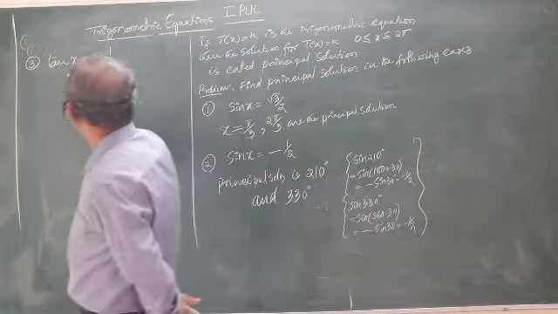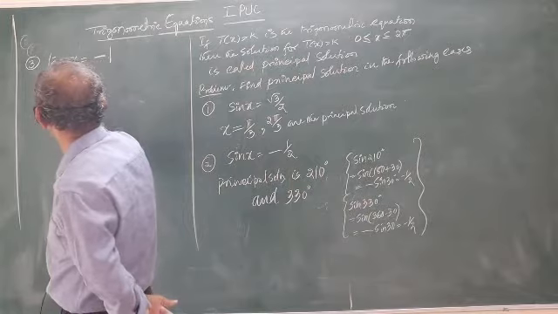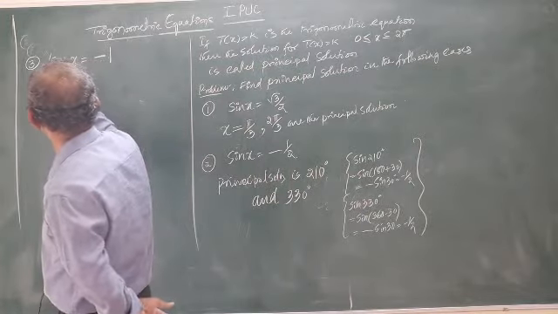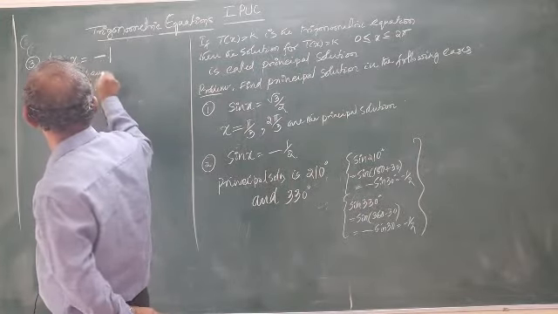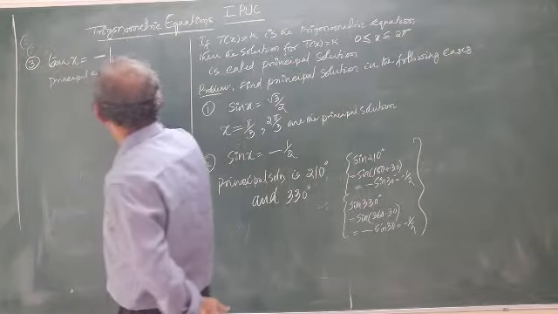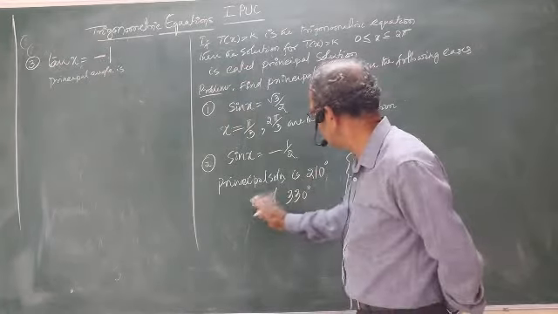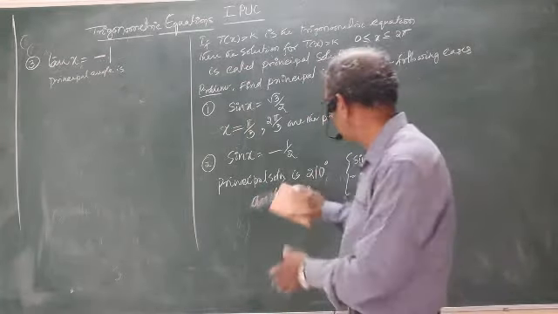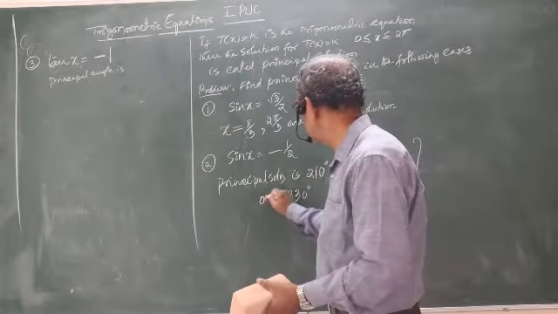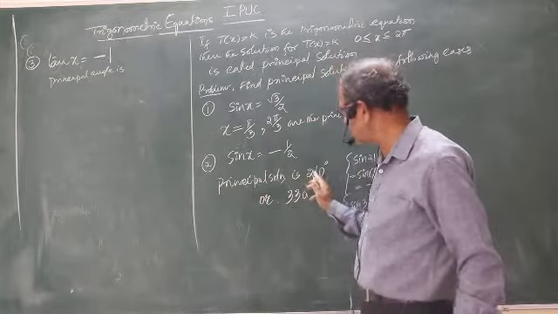One is tan is negative in the second quadrant. Principal angles is 150 and 330. Don't write "and" or. Principal angle is a single one. You can write either this or this.